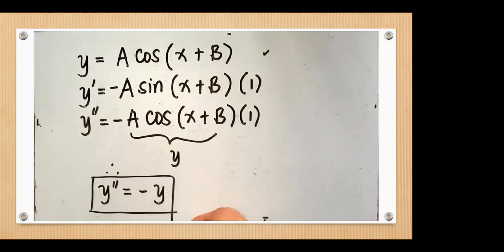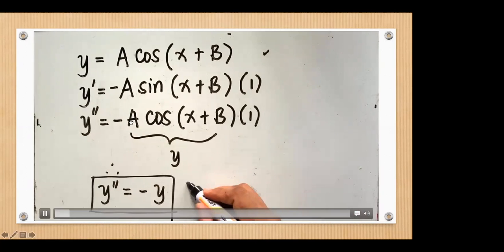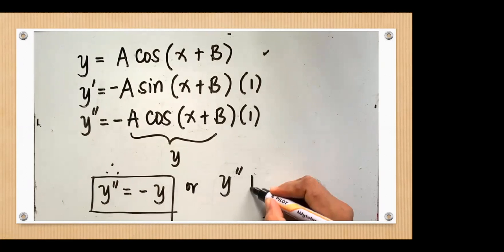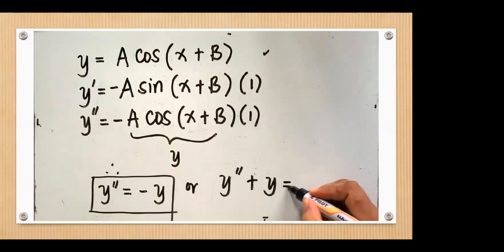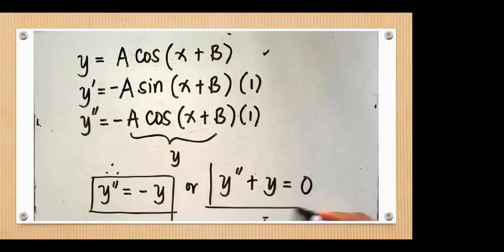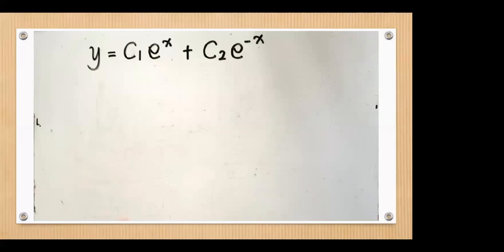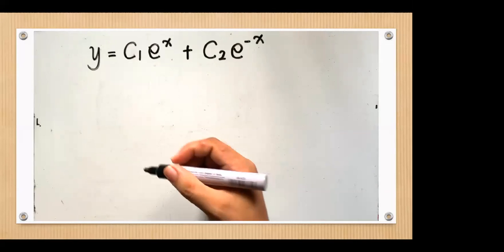So we have y double prime equals negative y, or you can transpose negative y to the left-hand side. So you have y double prime plus y equals 0. Okay, so this is now the differential equation for this given example. Okay, so any question?